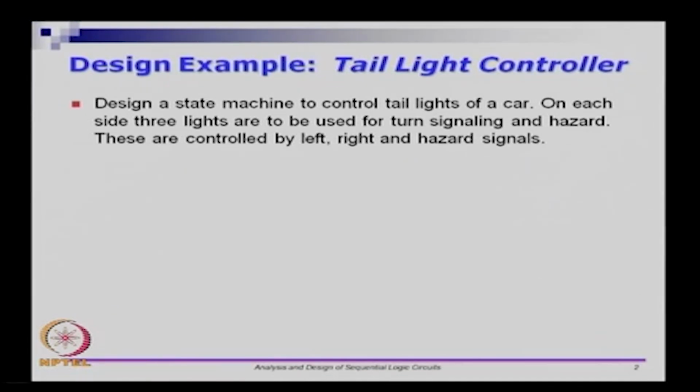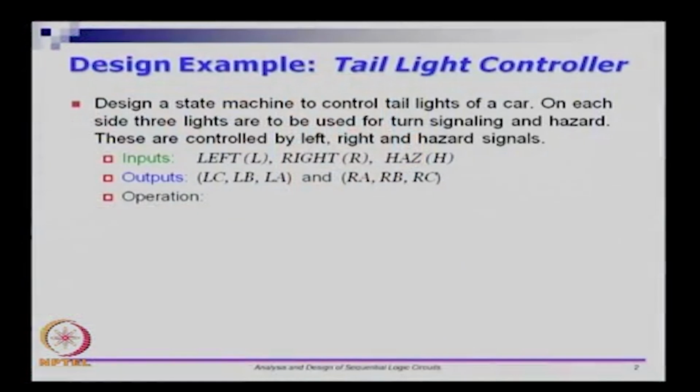We are going to have a car which has 3 lights on the left side and 3 lights on the right side. We are going to control it to turn signal, which means if I want to do a left turn, I want to show that I am turning left. If I want to do a right turn, I want to show that it is turning right, or I may have a hazard. Hazard means there is some problem in my car, so I want to press a button and say that there is some panic, and anyone who is behind me should understand that these lights blinking mean there is a problem in the car. So, these are controlled by, let us say, left, right and hazard signals.